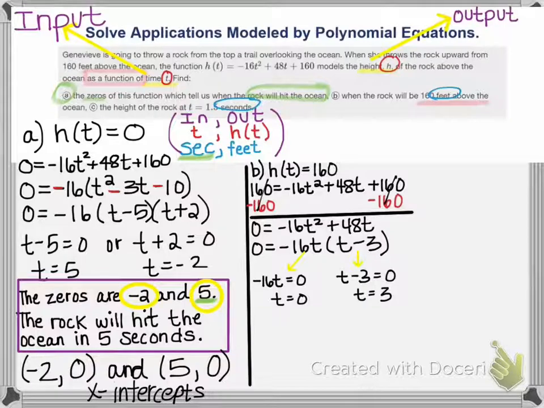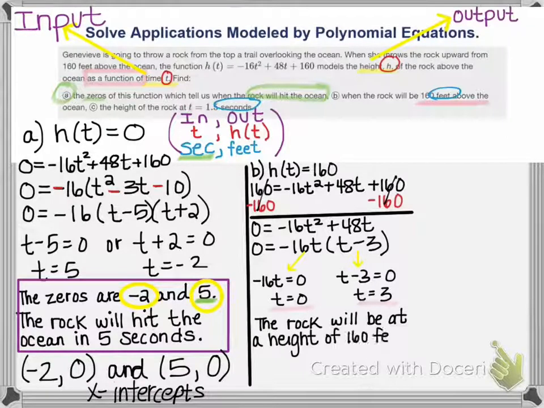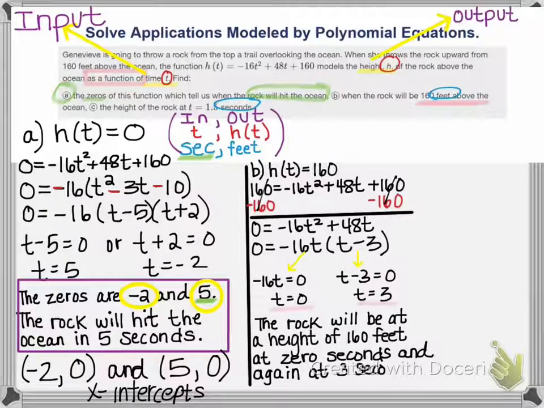So that means the rock will be 160 feet above the ocean at two different points in time, 0 seconds and 3 seconds. Okay, so what this means is that the rock will be at a height of 160 feet at 0 seconds and again at 3 seconds.